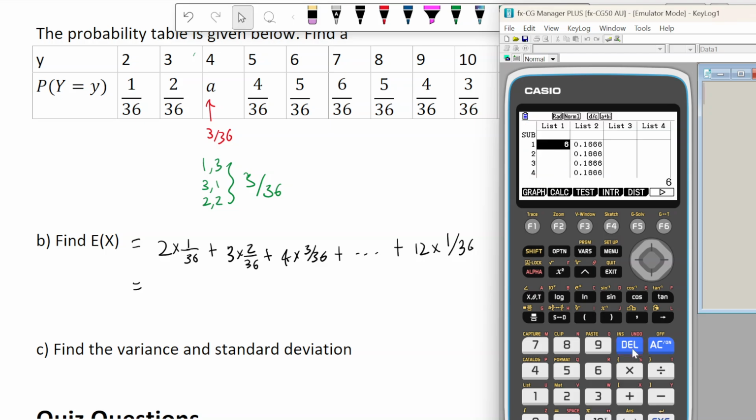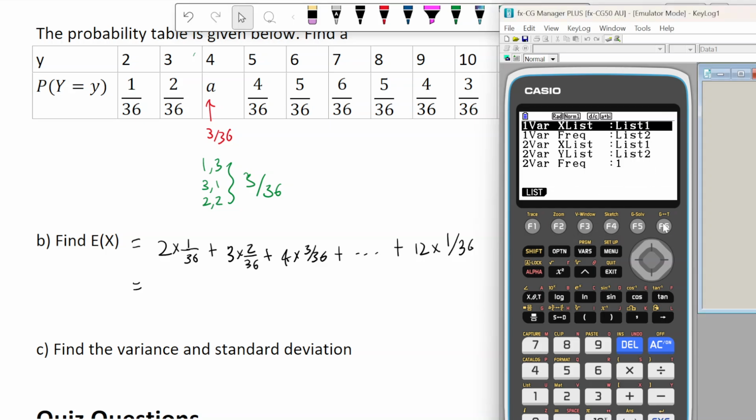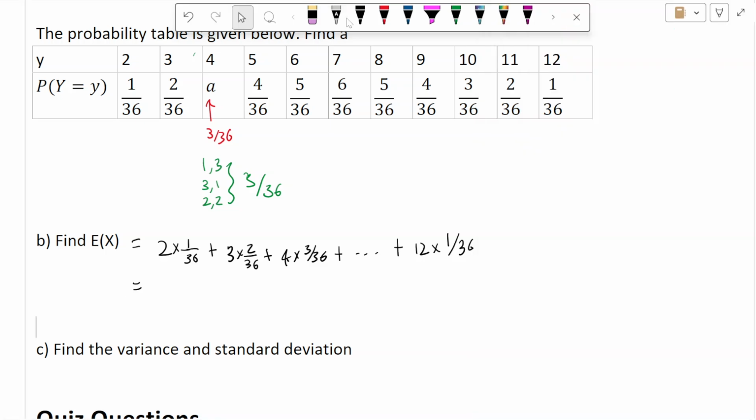So just clear out all those. Okay, 2, 3, 4, 5, 12 in there, and we're going to go 1 out of 36 all the way. I didn't want to put you through watching me enter those, so there they are. They're all in the list. Calc set, make sure you got your frequency list set up. 1-Var, 7 is the expected value. So we'll just tuck that in.